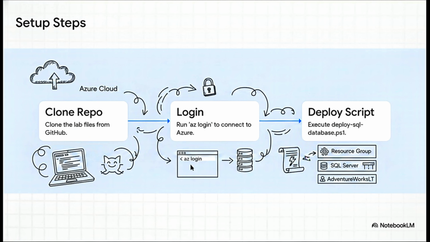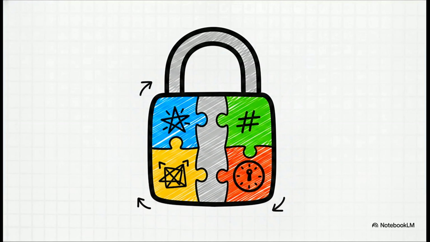It automatically builds out a resource group, provisions an Azure SQL Server, and creates the AdventureWorksLT database. It's literal infrastructure as code in action. Now here is an absolutely crucial point I want to highlight, because this trips up so many new DBAs during the setup phase. It's the password generation.